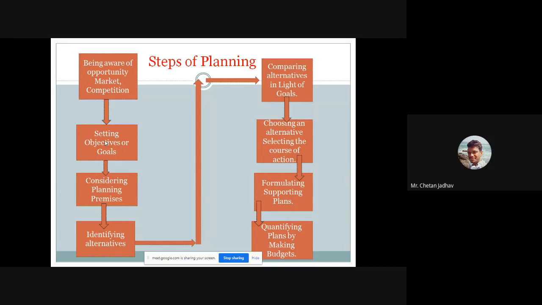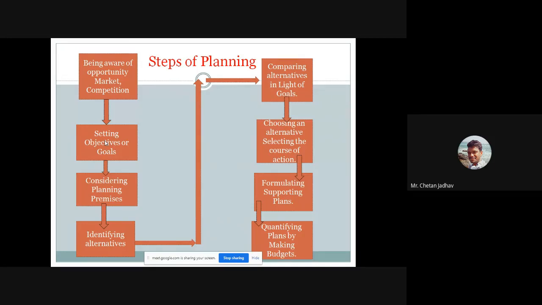The third stage is considering planning premises. Whatever planning you have done for your project as per the market survey, customer survey and competitors, at the time of implementing and applying that planning in actual practice, you have to take care and consider all nearby things, the premises for that production. Means you have to take care of the current market condition, prices, budget also, environment.